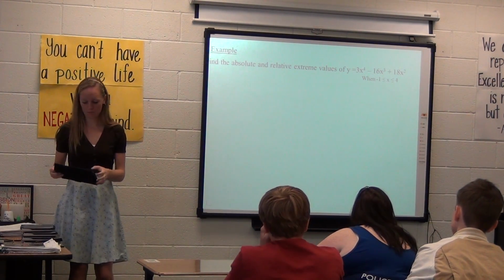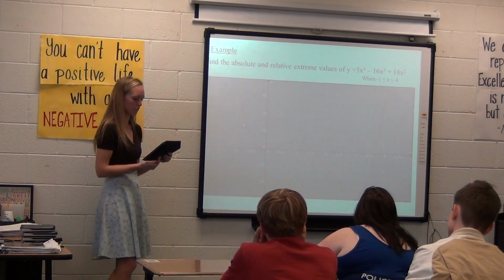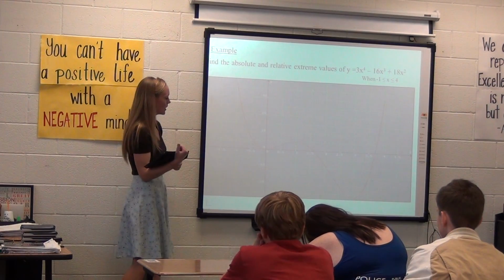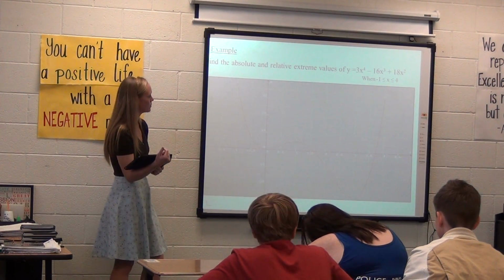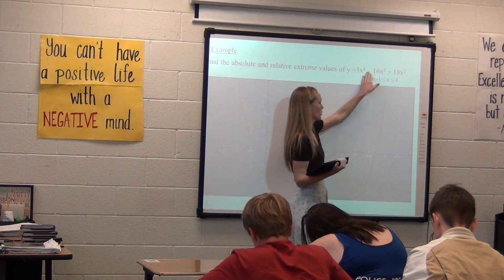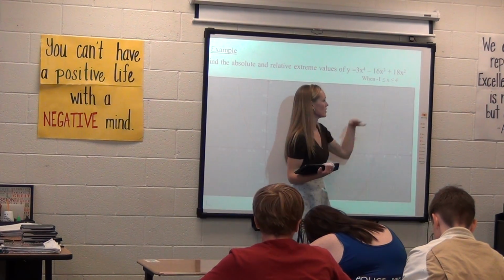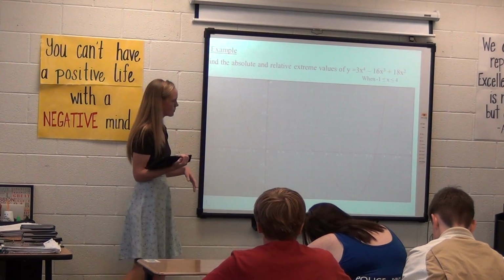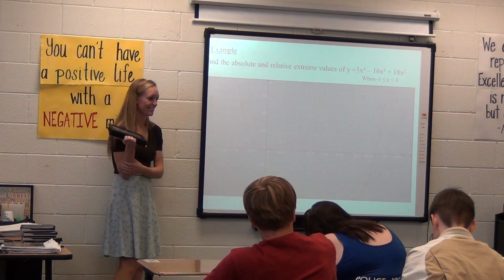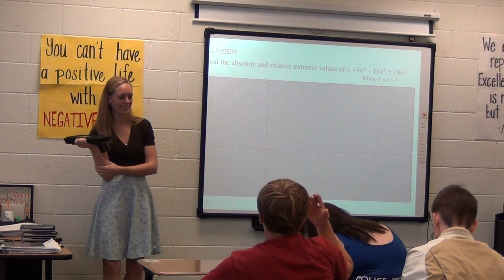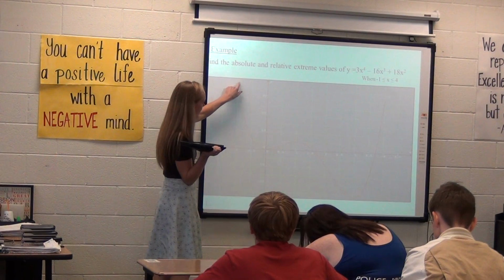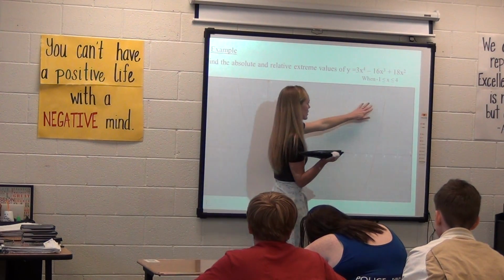All right, 3x to the fourth minus 16x cubed plus 18x squared. Here is a graph of this function. We're looking for the absolute and relative extreme values, and we're looking at the interval from -1 to 4. Do we have to derive this? We will have to derive these. Right now, this is all visual. Here's the ending point for this graph, 4 over here.